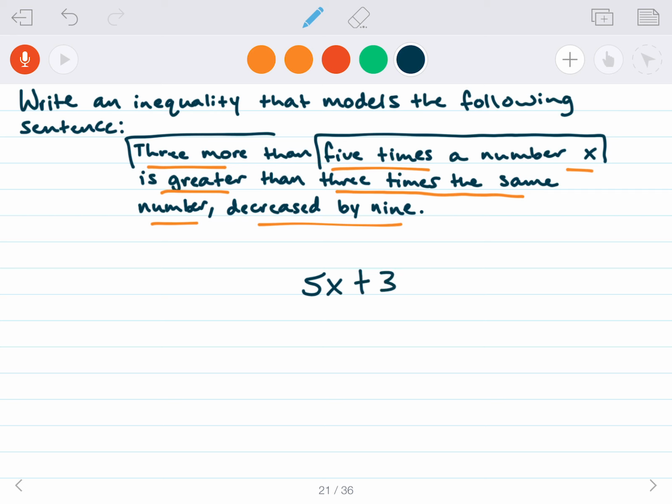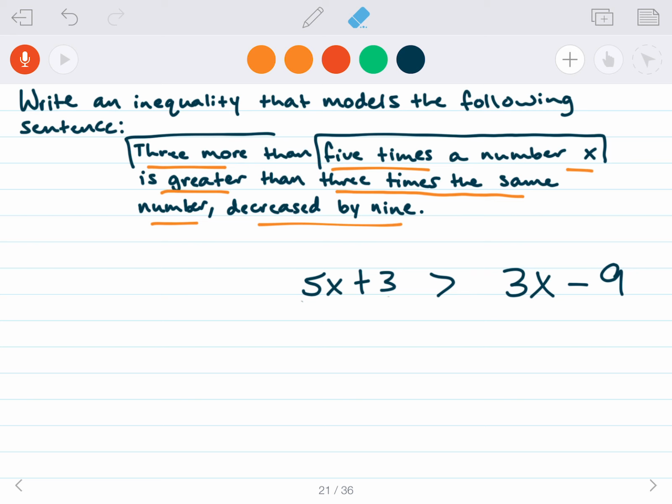So we got the first part taken care of. 3 more than 5 times x is greater than. All right, so is greater than is just this. So this thing is greater than 3 times the same number decreased by 9. That means subtract. So this is our inequality that models the sentence.